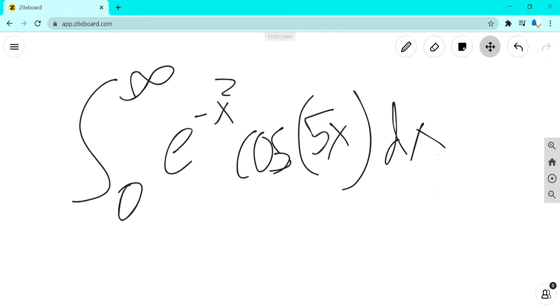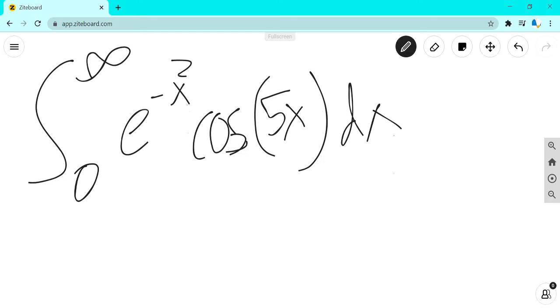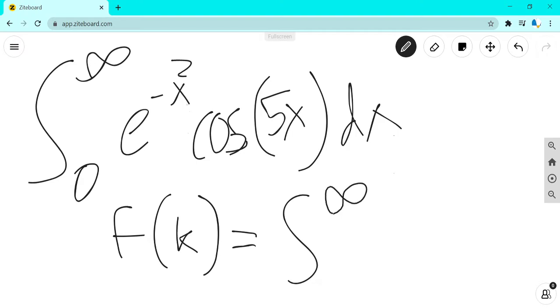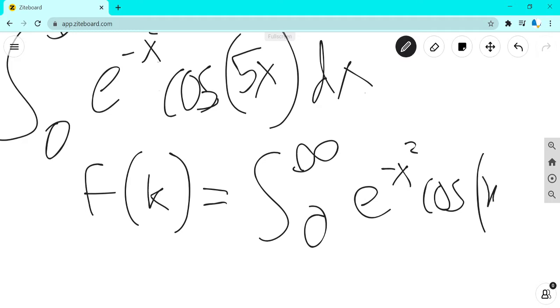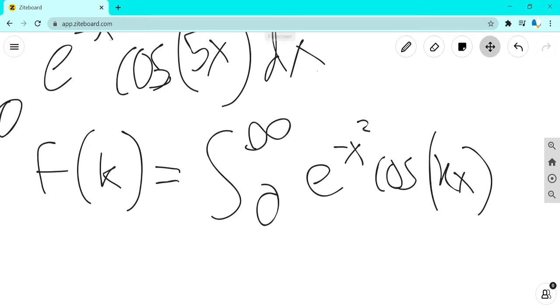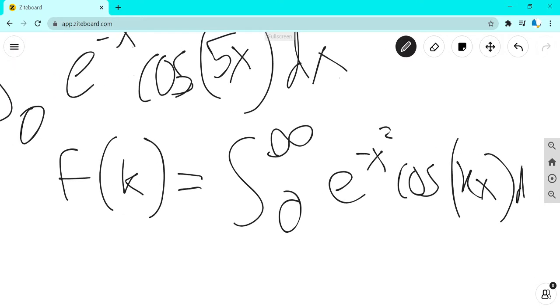Basically, we're going to take this whole function and set it to f of something. We can use any variable; let's call it k for this one. We say that f of k is equal to the definite integral from infinity to 0 of e to the negative x squared cos of, instead of 5x this time, kx. So basically, the integral at the top here is equal to f of 5. So this one is f of k, with cos of kx dx.